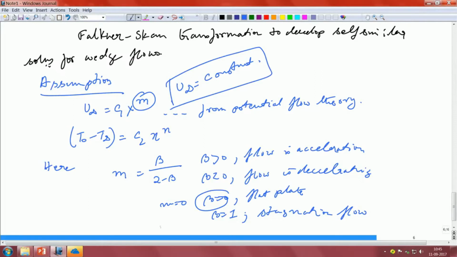Similarly, m is also equal to 1 when beta is equal to 1. Got it? So m equal to 1 because beta is equal to 1. That would mean that u infinity should be equal to C1 into x, right? If you recall your fluid dynamics or viscous fluid flow, this actually typically corresponds to a stagnation type of flow. So this agrees with the strategy we have, linking it with beta, where beta is basically the wedge angle.